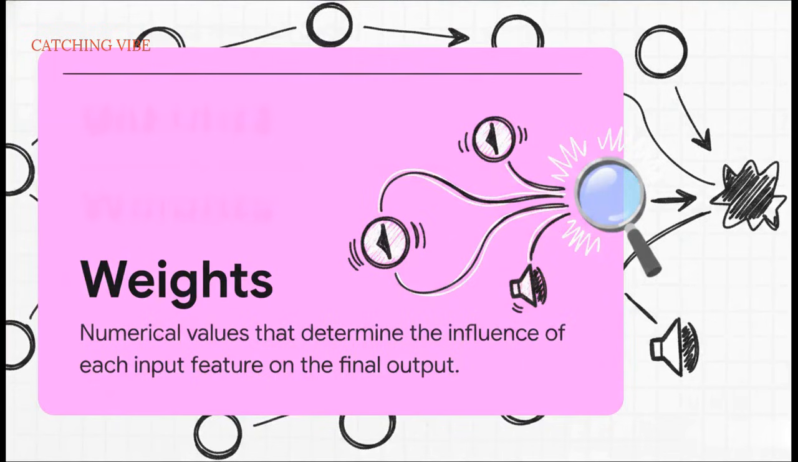So, we know these layers exist, but how do these software neurons actually talk to each other? Well, the answer lies in something called weights. Weights are numerical values that determine the importance or the influence of each input feature on the final output. Think of them as the physical connections between neurons that act kind of like a volume dial. If a piece of information is absolutely crucial for making a correct prediction, the network turns the weight or the volume dial way up. If the information is irrelevant, it just turns the volume down.